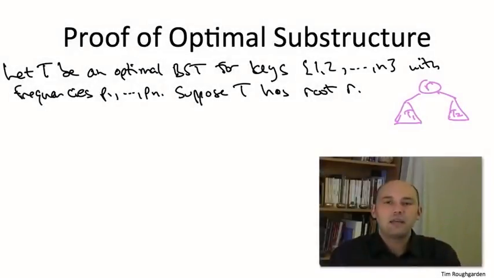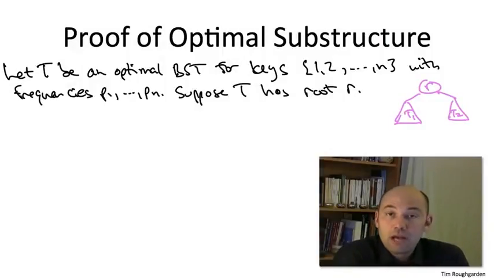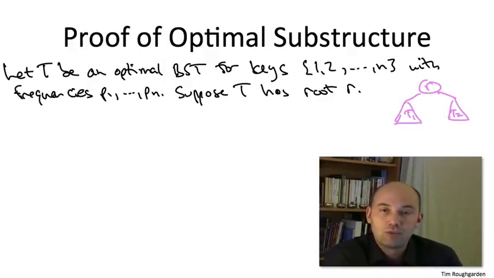So let's take any old optimal binary search tree for keys 1 through n with frequencies p1 through pn. The thing we're trying to prove asserts that the left subtree t1 should be optimal for its keys 1 through r-1, and the right subtree t2 should be optimal for its keys r plus 1 through n. So we're going to proceed by contradiction.